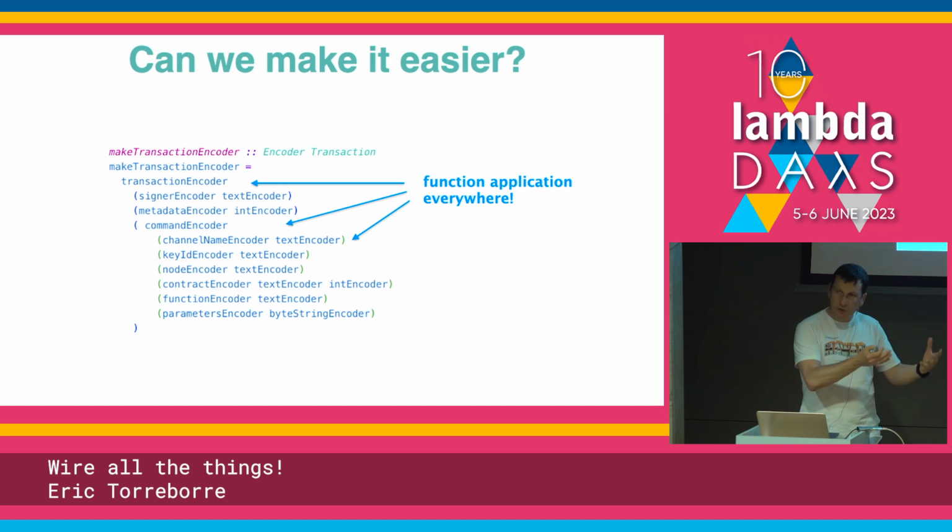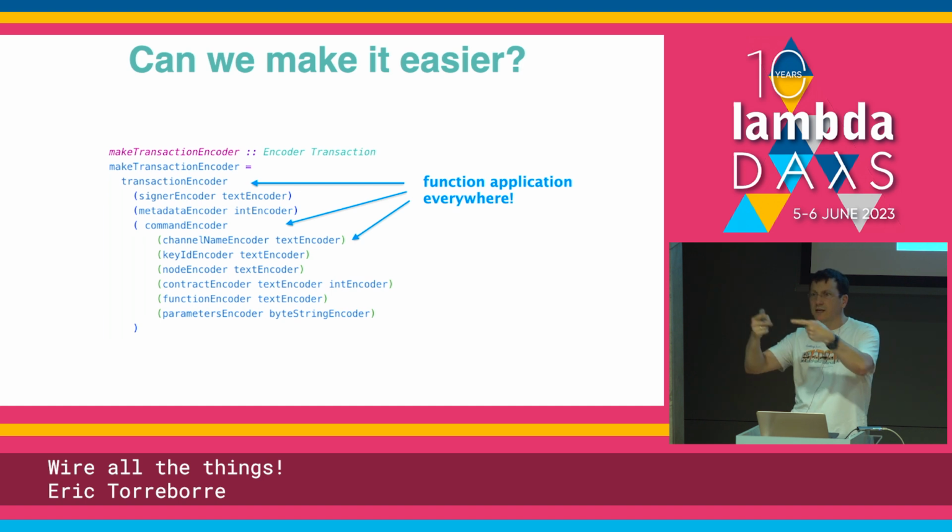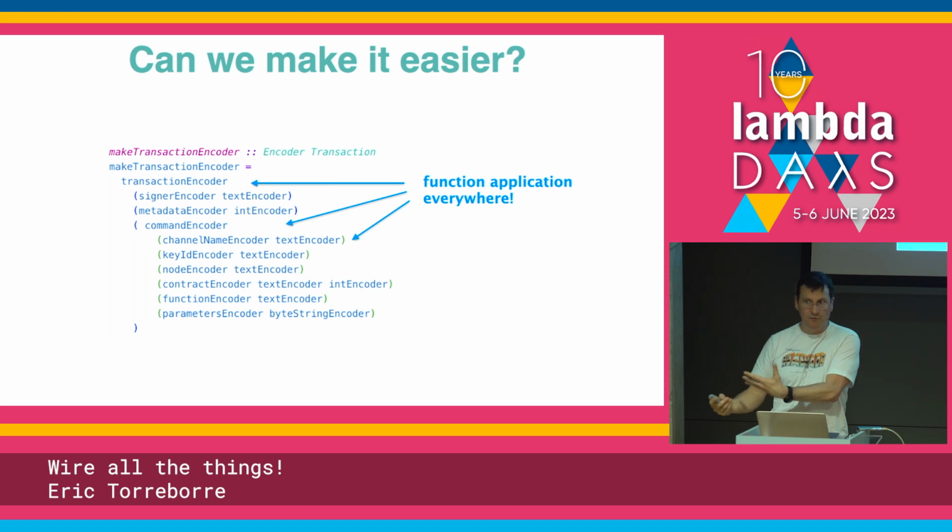If I give you all of those functions and I tell you, produce me an encoder for a transaction, it's like a puzzle. You say, oh, for an encoder for a transaction, I need an encoder for a signer, I need an encoder for metadata, and so on. So based on the types, you can actually reconstruct this expression, because this is just doing function application driven by types to build this expression. So why not have some piece of code do that for us?